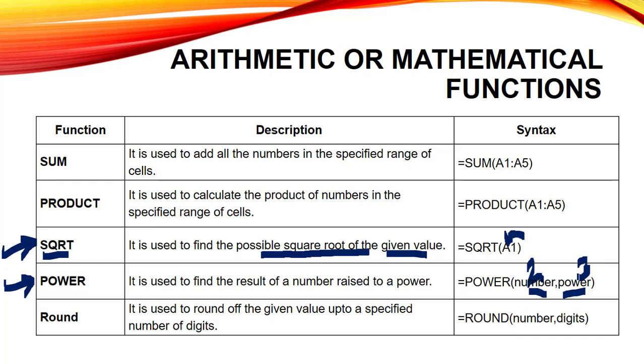The use of this function is very simple. We have to write equals to round, then that number or that cell reference, and then the number of digits that we want. I hope that you have got this much. Now, with the help of a very simple example, we have to discuss these few functions that we have learned just now. So let's see what we can do.